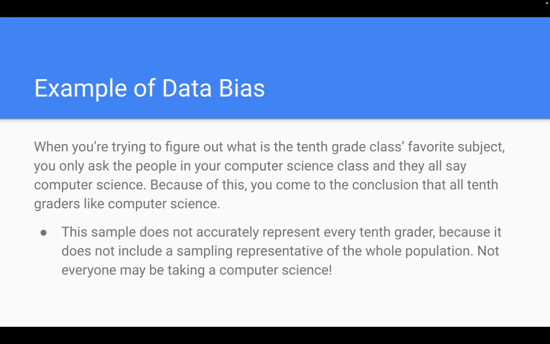All right, here's an example of data bias. Say you're trying to figure out the 10th grade class's favorite subject, and you're only asking people who are in your computer science class, and they all say computer science. Because of this, you can come to the conclusion that the 10th graders' favorite subject is computer science. Well, you didn't sample from everyone here. So this would not be a very good representation of every 10th grader, because not everyone included in the sampling is representative of the whole population, because not everyone may be taking computer science.